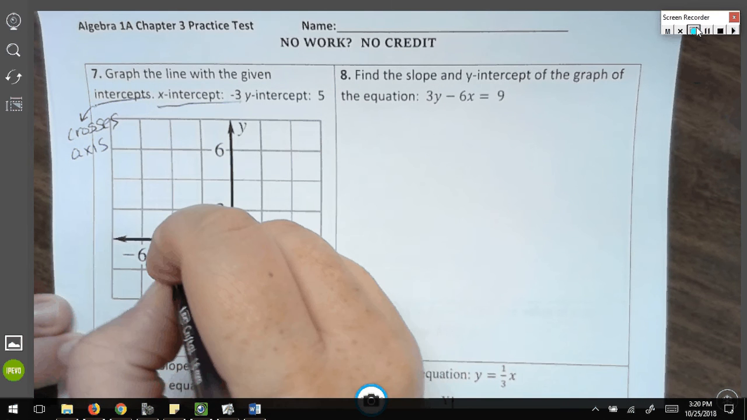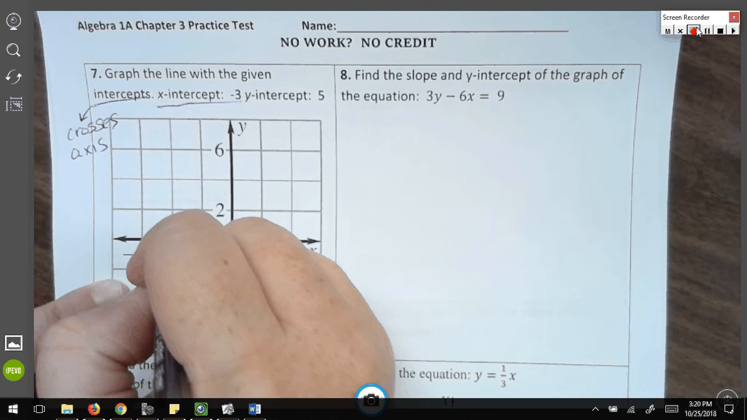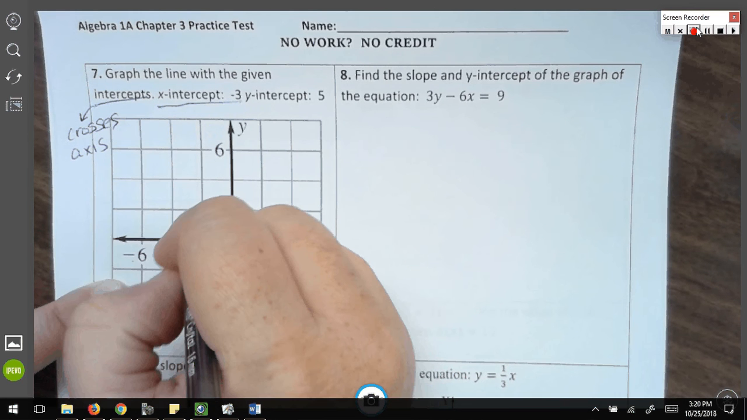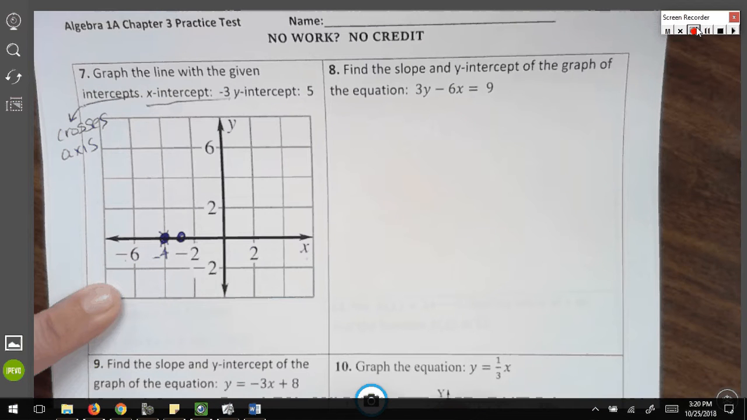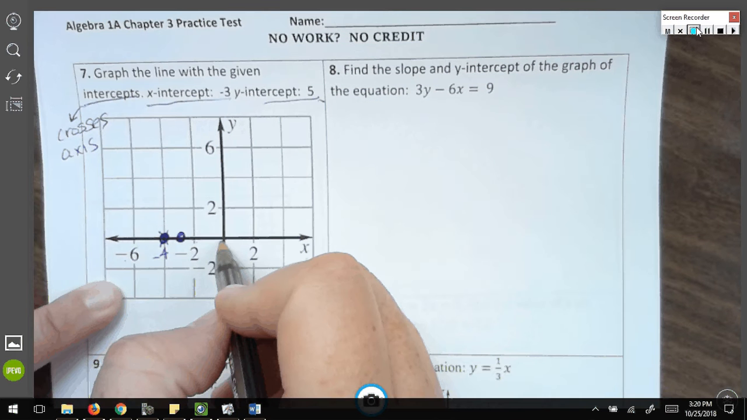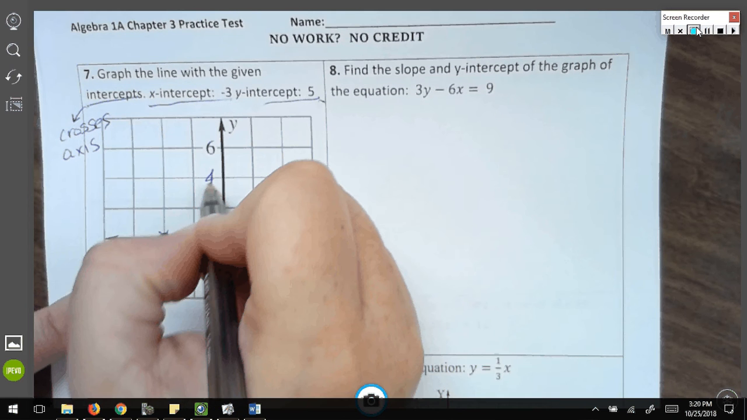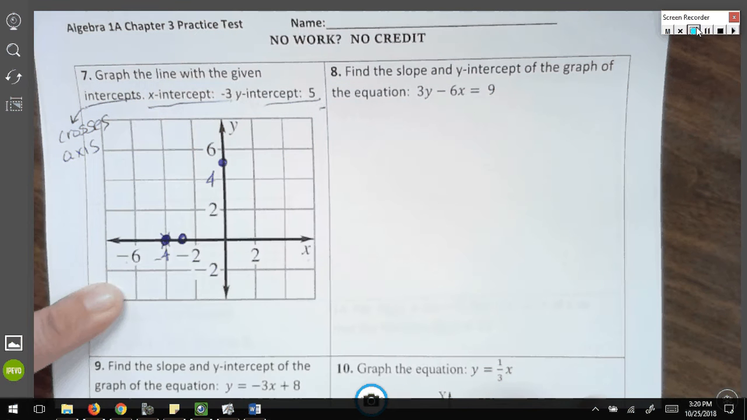Oh, that is actually wrong. I apologize. These are going by 2. So 2, 4, 6. So -3 is actually going to be right here between 2 and 4. I apologize for that. So now the y-intercept is going to be 5. So that means go up to 5. Again, these are going by 2. So 2, 4, and 5 here.